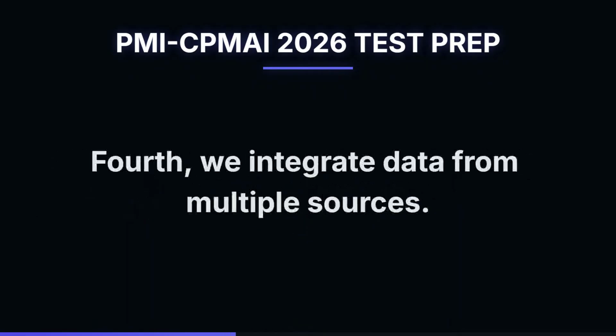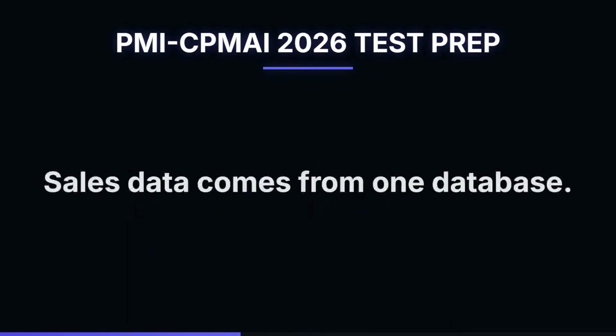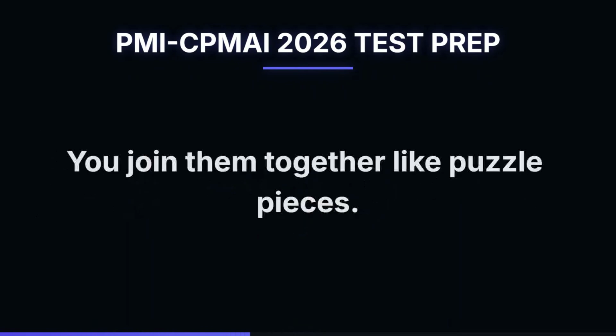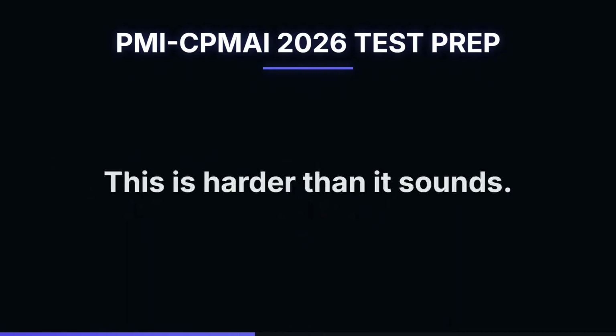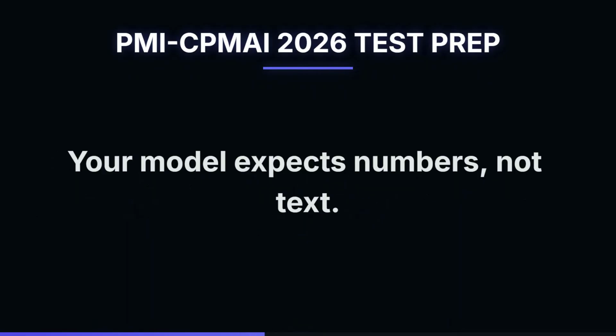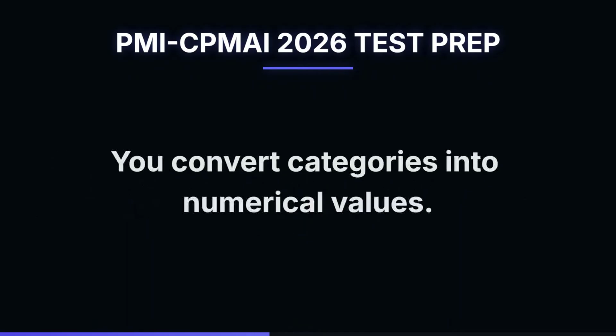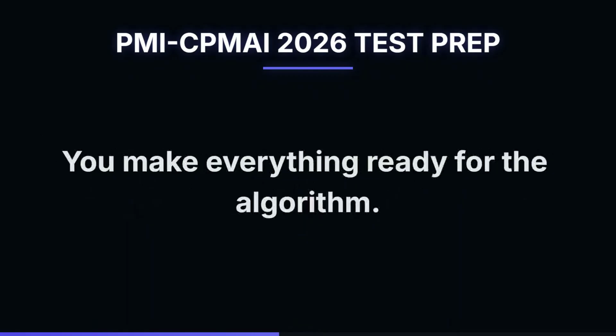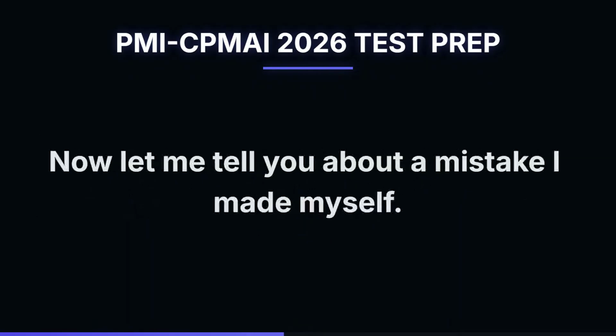Fourth, we integrate data from multiple sources. Sales data comes from one database. Customer data comes from another. You join them together like puzzle pieces. This is harder than it sounds. Fifth, we format the data properly. Your model expects numbers, not text. You convert categories into numerical values. You scale numbers so they all live in the same range. You make everything ready for the algorithm.